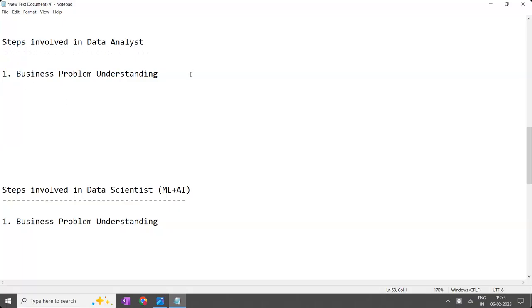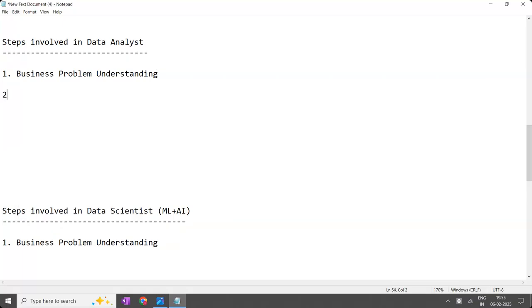Now, if the project is descriptive, meaning it just shows what happened earlier, then it is called a data analyst project. Based on the past, estimate the future, then it is called a data scientist project. So here, the word prediction will be there. Here, the word prediction will not be there; the word describe will be there in the business problem.